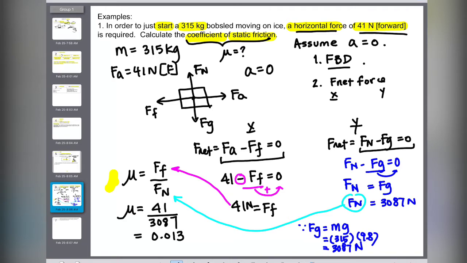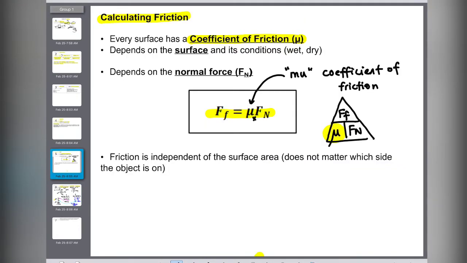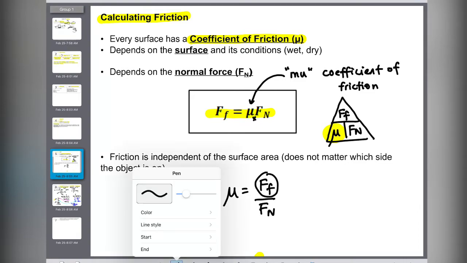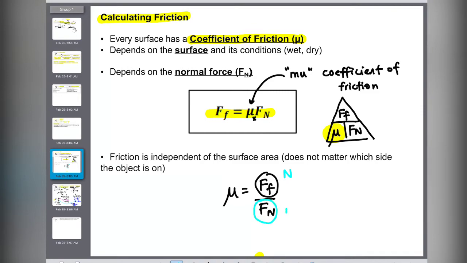What's the unit for mu? We didn't talk about it. What is the unit for mu? Not newton. Okay, let's take a look. We said that mu is Ff divided by Fn. The unit for Ff is newton because it's a force. The unit for Fn is also newton. So if I have newton divided by newton, the unit is no unit, okay? So mu does not have a unit.